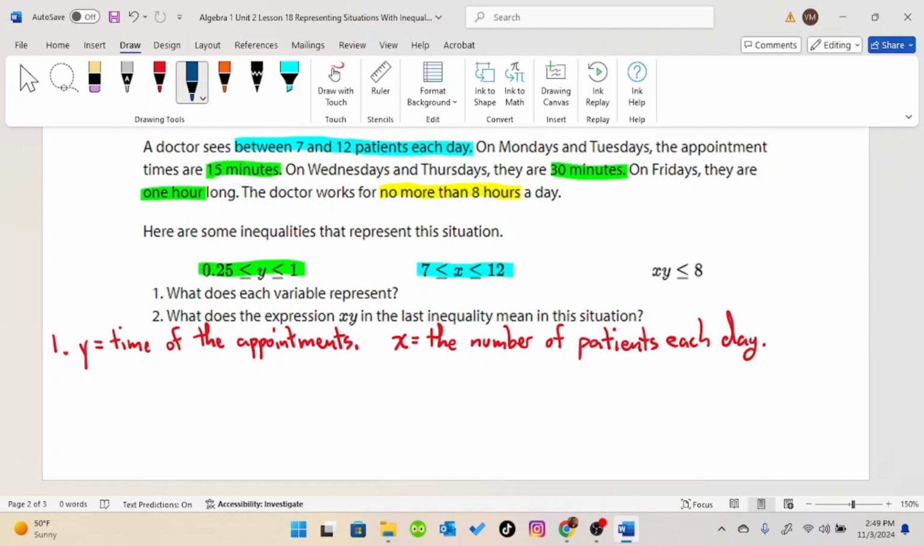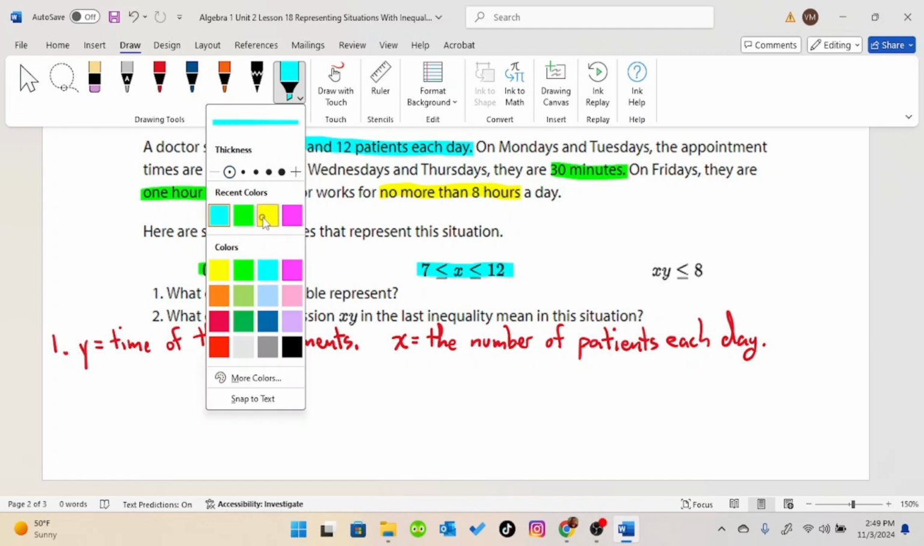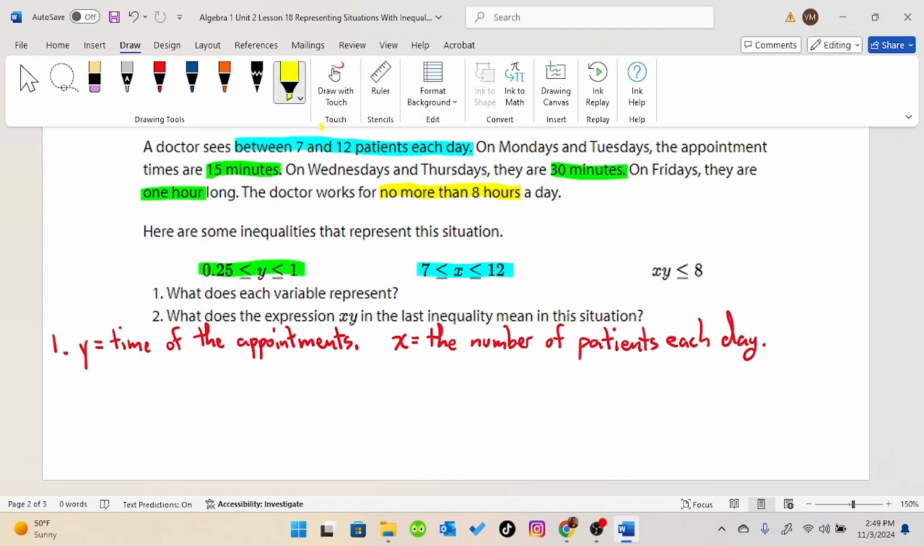And now number 2, what does the expression xy in the last inequality mean in this situation? So we see that it says xy, which is x times y, is less than or equal to 8. Well, this matches our yellow highlighting. The doctor works no more than 8 hours a day.